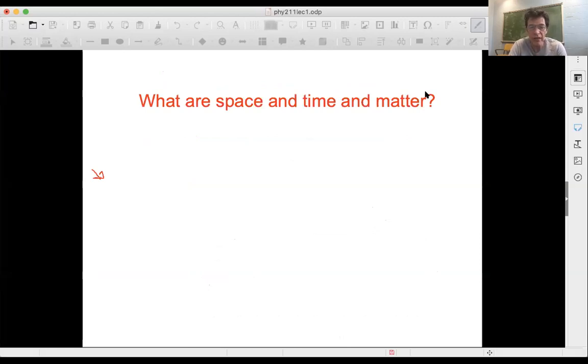So it's an interesting question. It's also a kind of difficult question. If you ask, what actually are these basic dimensions? What are space, time, and matter? I can make a few statements, but I ultimately can't tell you exactly what they are.